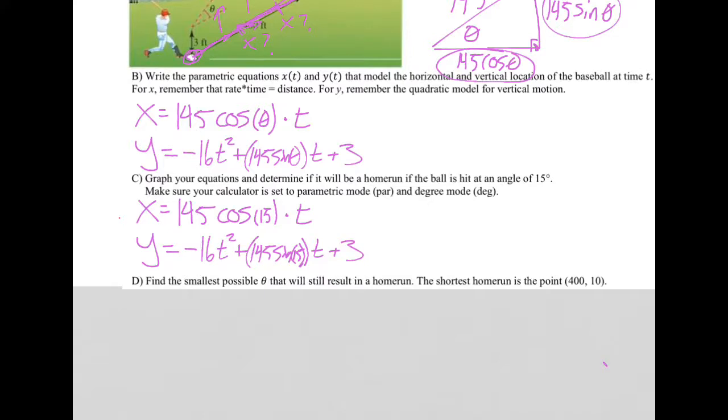So we want to enter those equations in parametric mode. Don't forget to close the parenthesis after your trig function. And we're going to need to adjust our window if we want this to work out well. So hit the window button.